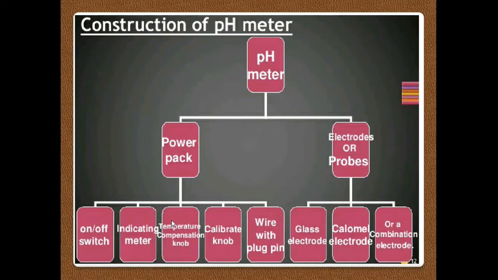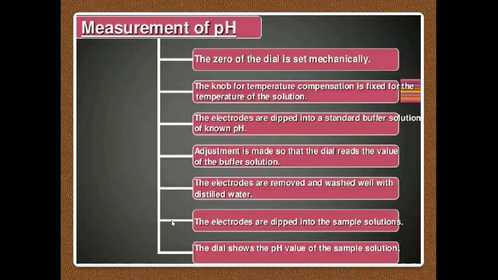Construction of the pH meter. A pH meter has a power pack on one side and electrodes or probes on the other. Inside the power pack you have an on-off switch, indicating meter, temperature compensation knob, calibration knob, and wire with plug. The electrodes or probes are the glass electrode, calomel electrode, or the combined electrode, a combination of glass and calomel.